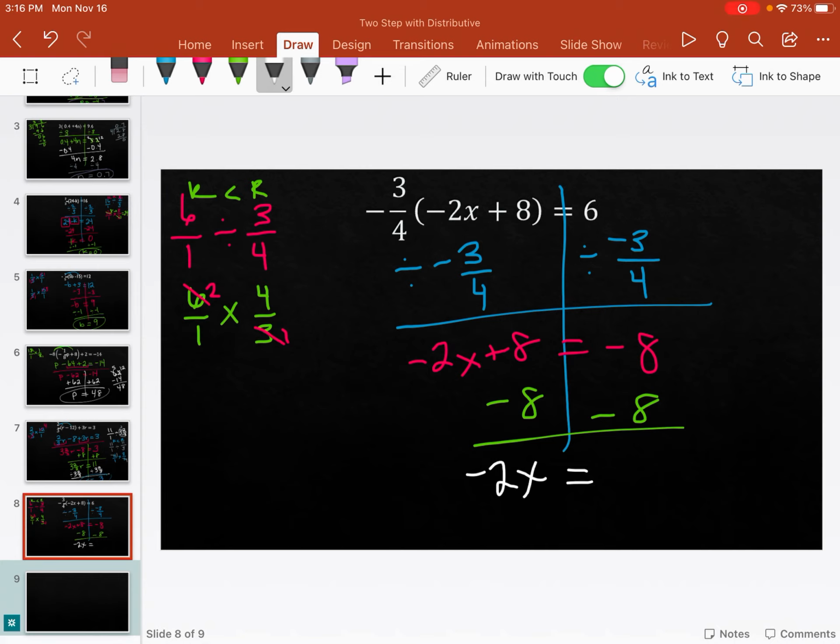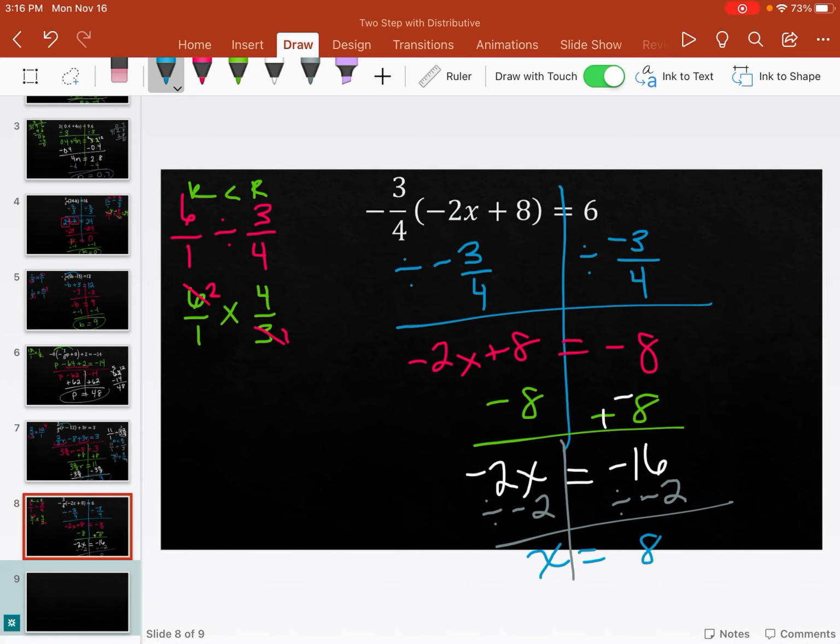On the other side, keep, change, right? I'm adding these same signs, add and keep. So I'm getting -16. Then I can divide by -2, divide by -2, and I end up with x equals 16 divided by 2 is 8, negative divided by negative is positive, so x equals +8. And that's it, you guys.